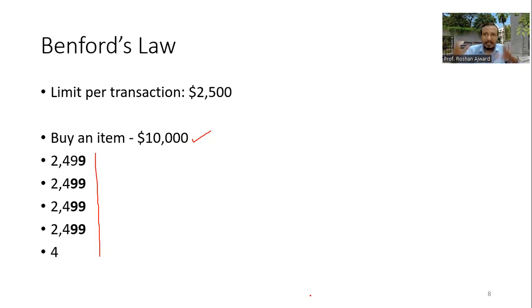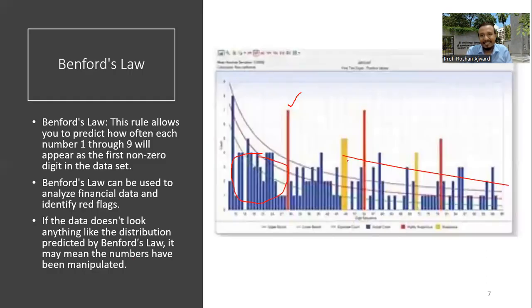Now these 5 transactions are going to be logged into the system as purchases. What will happen to the 9s? Is it natural or unnatural? The 9s will be unnaturally inflated. Benford's law analysis will easily detect this kind of anomaly, and it will show it as a red flag. So that's what Benford's analysis does.